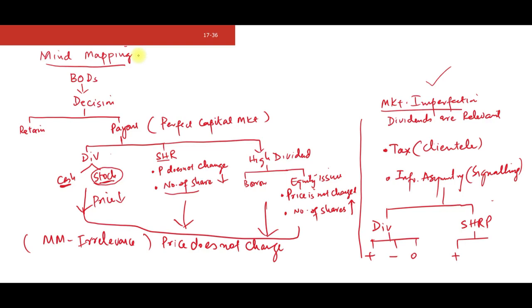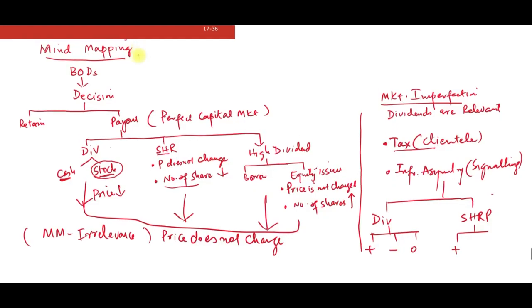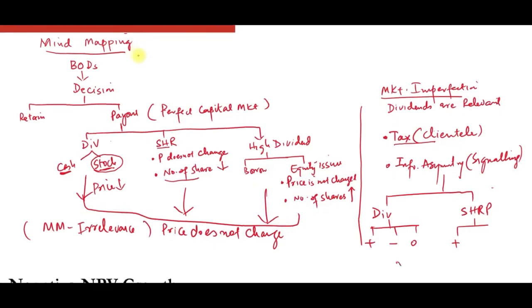But on the other side, when there are market imperfections, the first imperfection is tax. So tax has an effect on the dividend policy. Because of the tax effect, the wealth of the people or the price is actually affected, right? And when there's information asymmetry, it may also affect the share price, because the higher the information asymmetry, the higher the risk. When the risk is higher, the required rate of return is higher. When the required rate of return is higher, the price is lower. Please remember this.